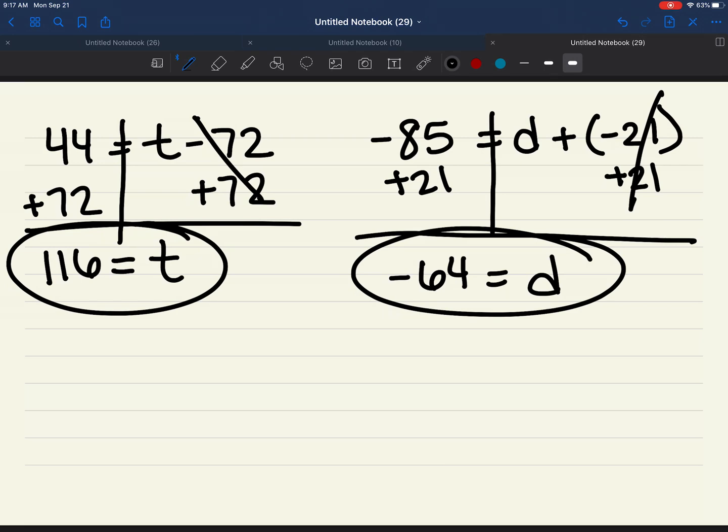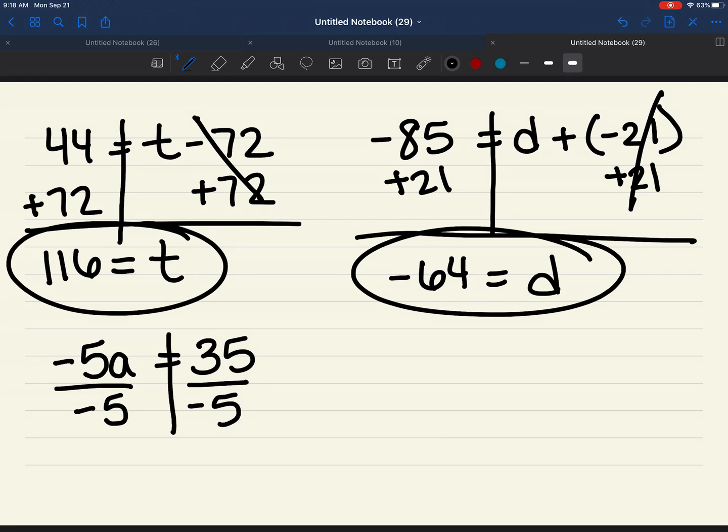Cage. What about negative 5a is equal to 35? You divide negative or positive 5, and it equals. You're close. You are correct to divide. You divide 5, divide by what? Negative 5. Why would I divide by negative 5? Because I want to be left with just what?